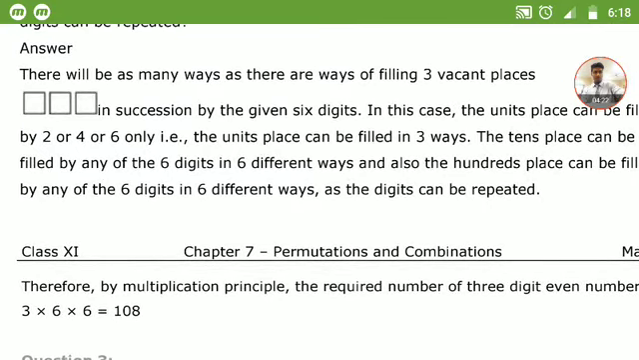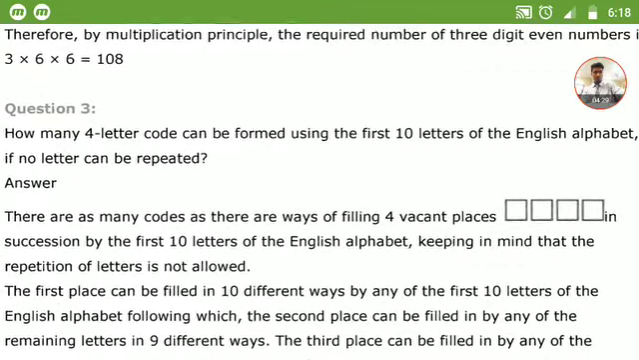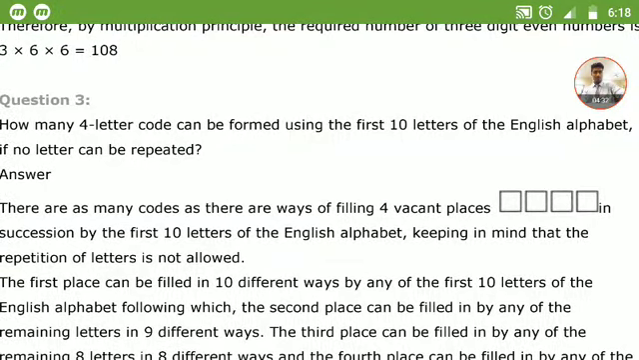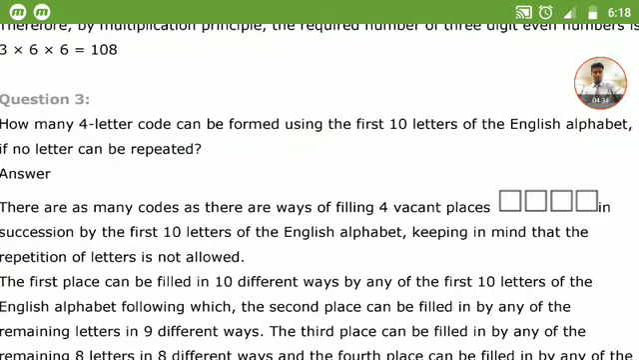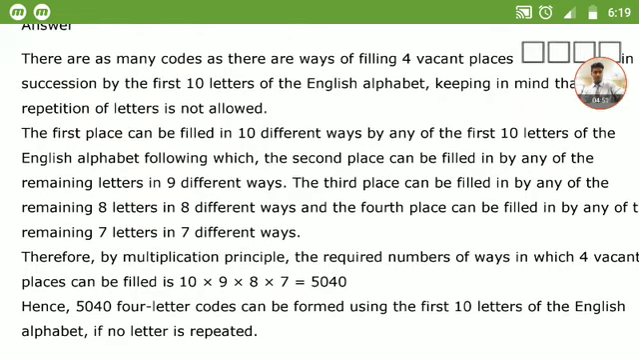Had the repetition not been allowed, it would be 3 into 5 into 4. Clear? Now, how many 4-letter codes can be formed from 10 English alphabets? No letters can be repeated. 10 alphabets are there, so the first position can be filled in 10 ways. The leftover is 9, as it's not repeated, so 9 into 8 into 7. 10 into 9 into 8 into 7 is 5040. Now you'll say, sir, why do you have to multiply? Yes, you have to multiply because a 4-letter word has to be made. After the 4-letter word has been made, the condition is over, so you multiply.